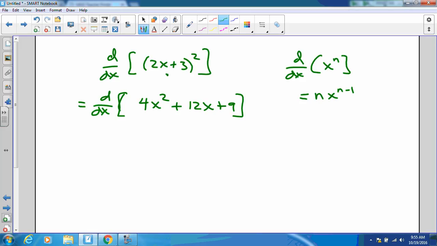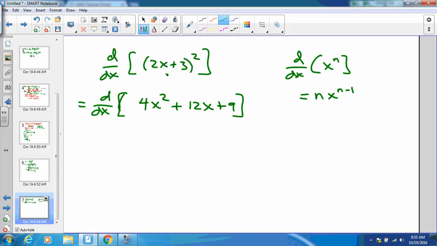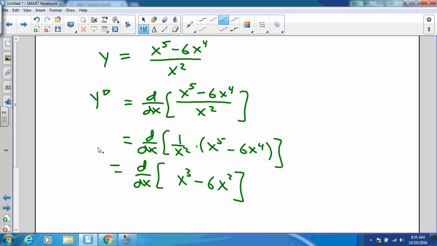Does that make sense? We can go back to the last one, the division. All of this here is algebra, and because it's algebra, I am holding off on applying the derivative operator until I get this in a form that I can actually differentiate. Does that make sense?